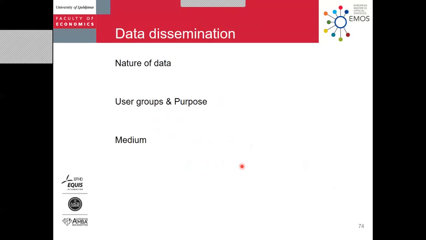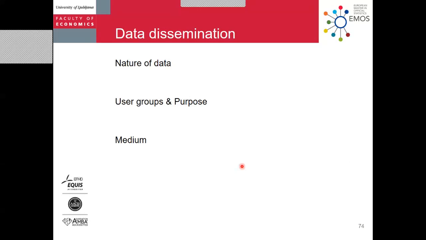Now, how exactly your data dissemination will look and what kind of visualization will support it depends on many things. I'm mentioning here just a few. First of all, what is the nature of data? Of course, you have to select an appropriate chart for a categorical variable or for a numerical variable, but other characteristics of a specific data set at hand are also important.